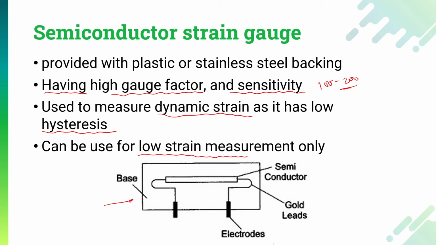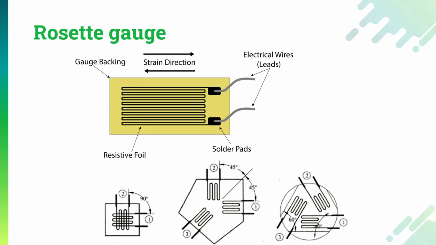This is one example of the semiconductor type strain gauge. As you can observe over here, these are the gold leads. Instead of the gold leads, we can also use copper leads, but most probably gold leads are used. And this is the semiconductor, and this one is the backing plate, or say base, on which they are bonded.